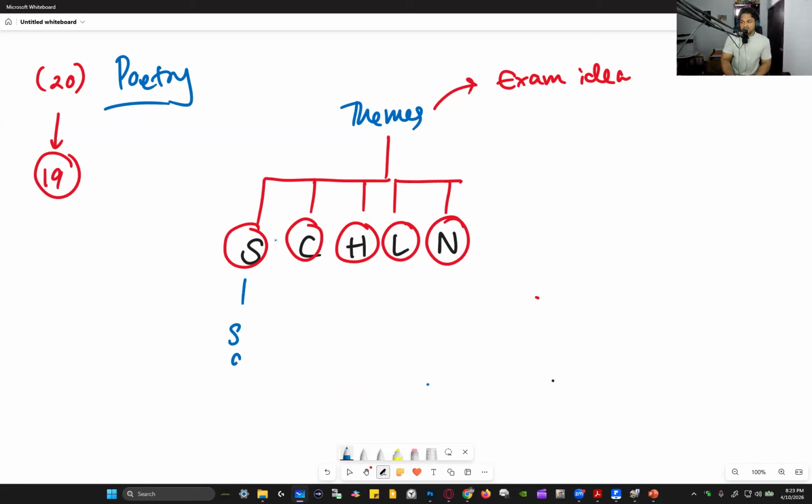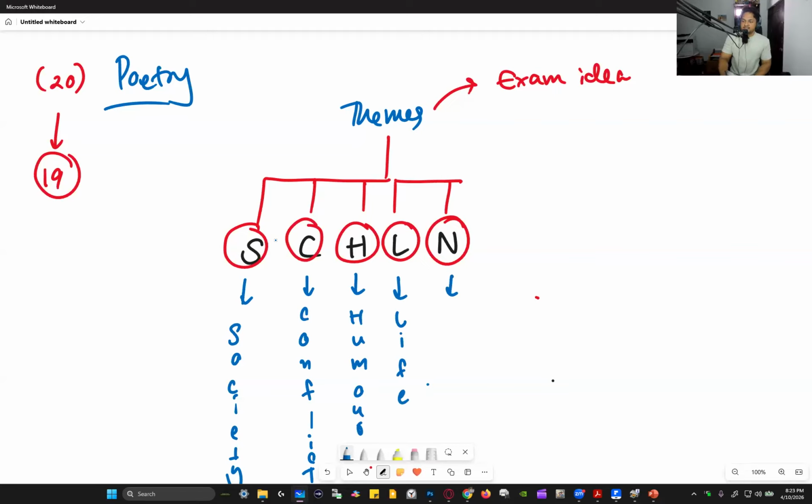S stands for society. C stands for conflict. H stands for humor. L stands for life. And N stands for nature. And these are the five poetry themes.